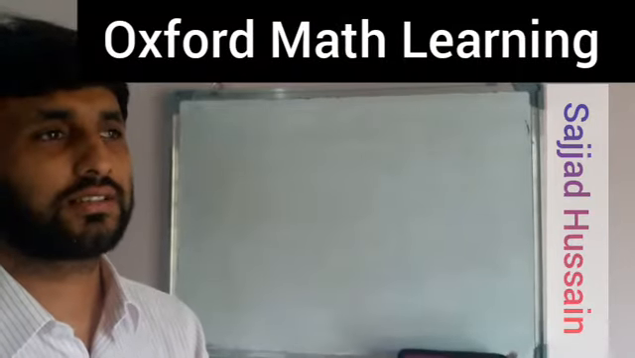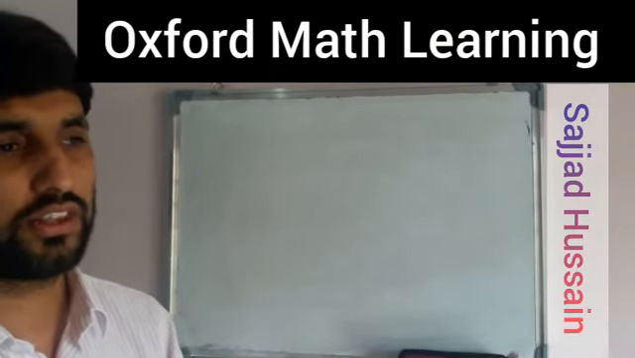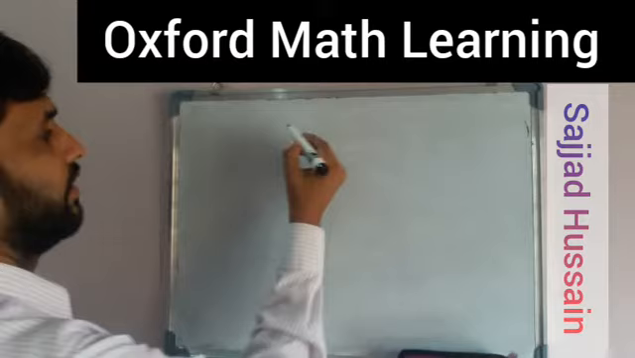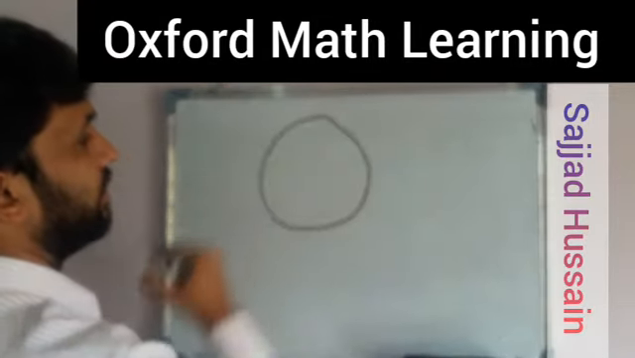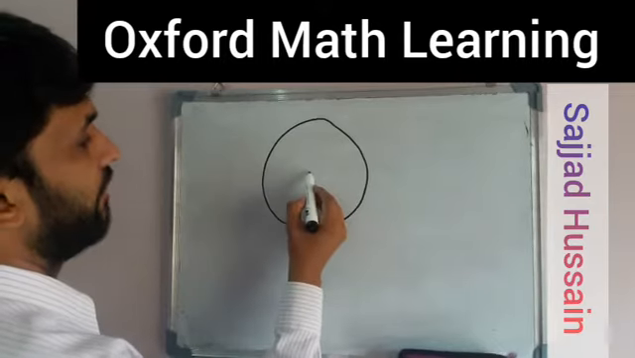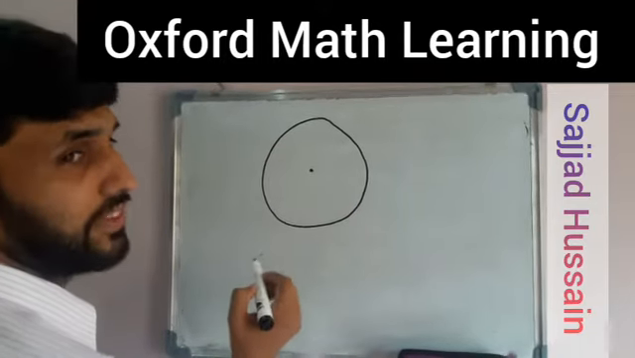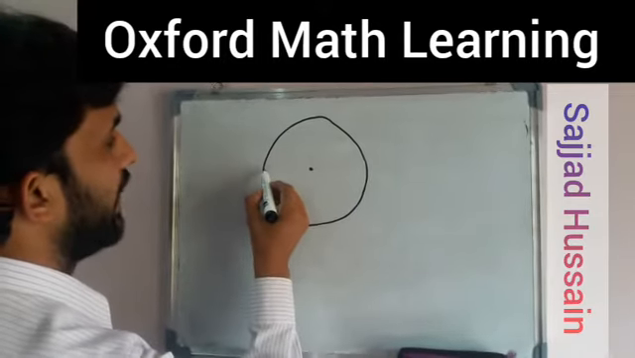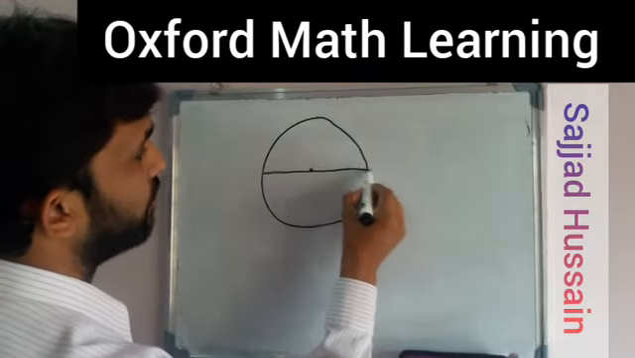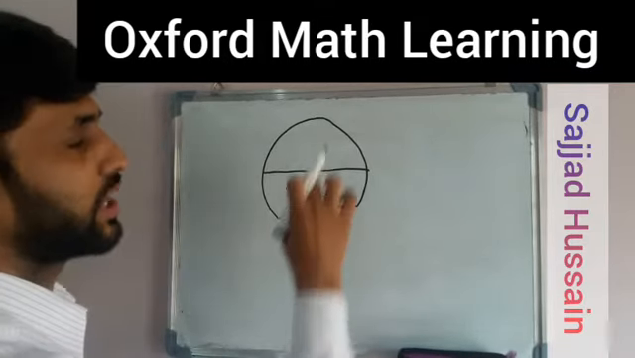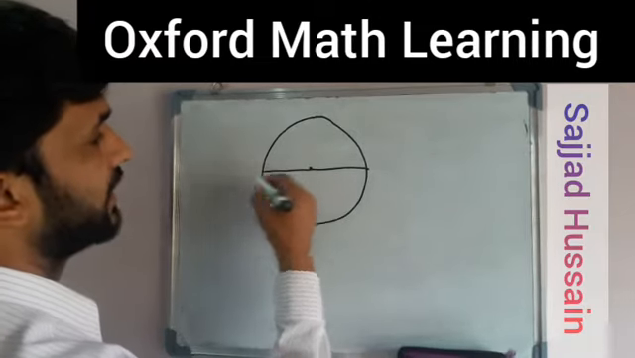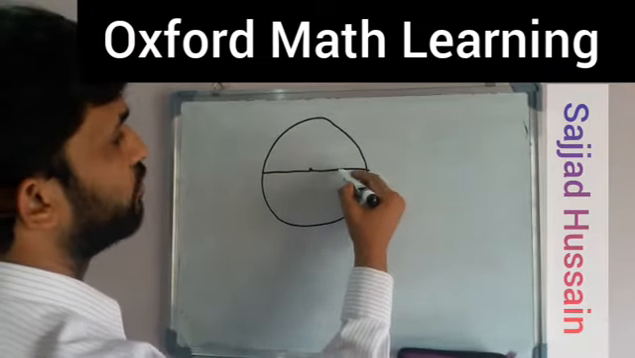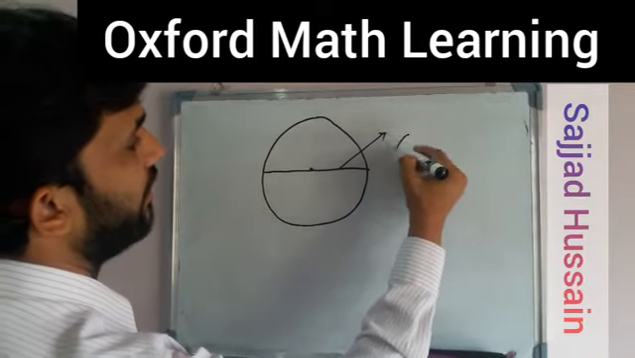Today we will discuss circle properties, all about circle theorems. You know that this is a circle. When the center is given, the line bisects the circle into two parts, two semicircles, semicircle 1 and semicircle 2. The line that cuts the circle into two semicircles is called the diameter.